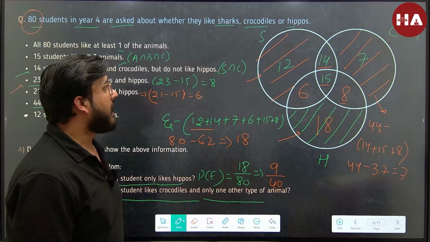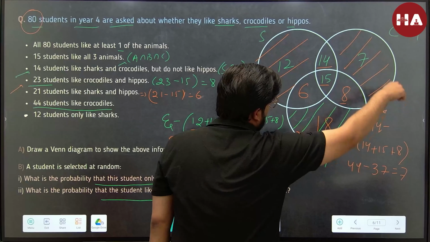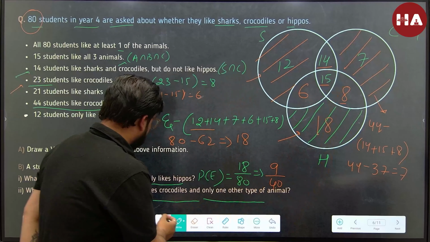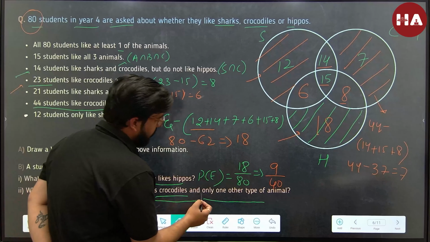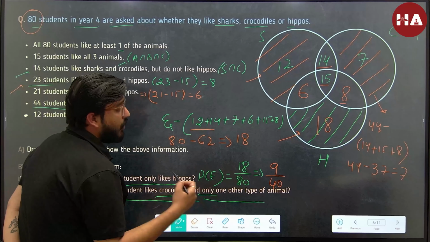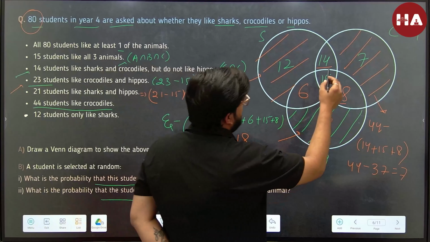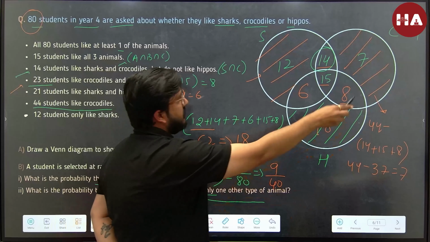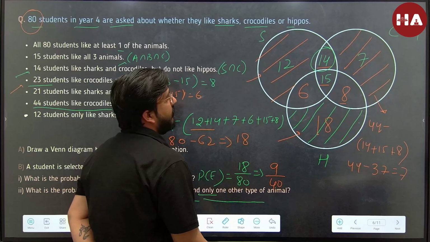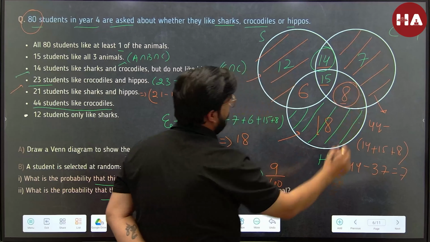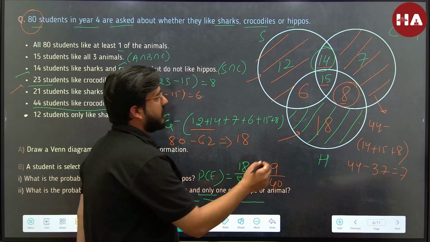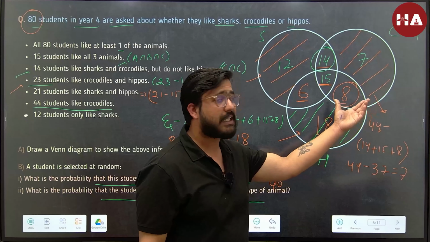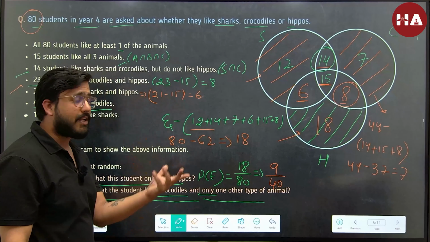As you can see, we are talking about the crocodile part, meaning the students who like crocodiles. So this will be evaluated as C. The crocodile part is taken into consideration, and only one other type of animal. The crocodile set is overlapping with 14 and 8. Here I have to exclude this 15 and this 6 because they do not fall under the set of C, which pertains to the number of students liking crocodiles.